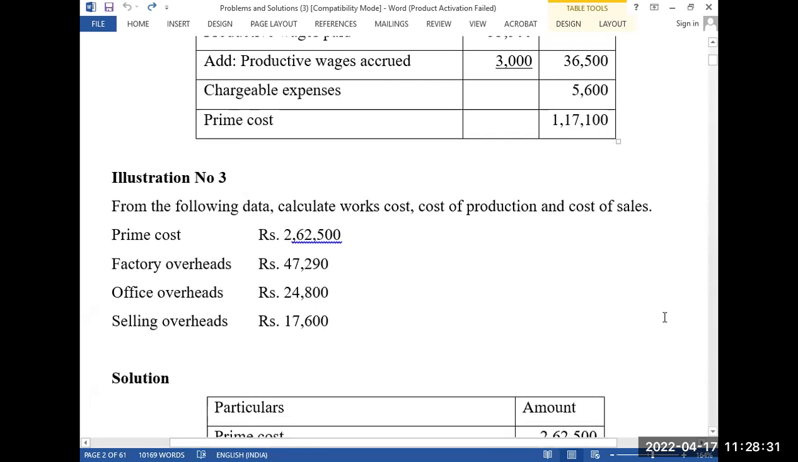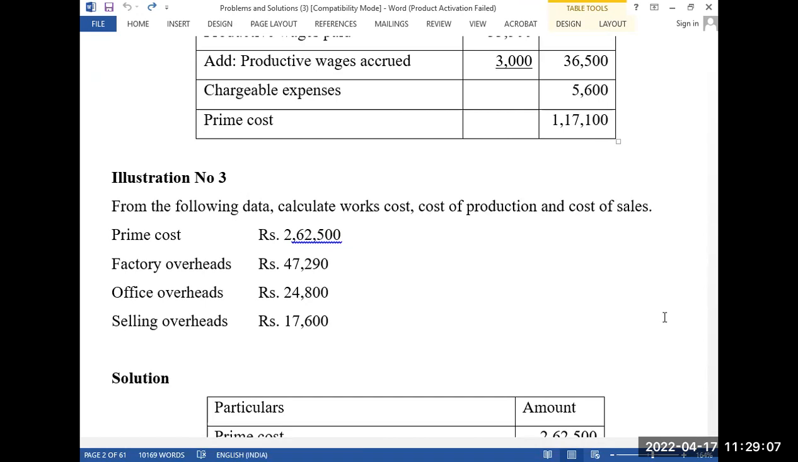From the following data, calculate work cost, cost of production, and cost of sales. It's very simple. You know what is work cost? Work cost is equal to prime cost plus factory overheads. Then cost of production is equal to, we have already a reference point. You are already in Bangalore. Then again, don't go to some other place. If I'm asking you from Bangalore to one city, you can tell that easily. Already you have works cost.